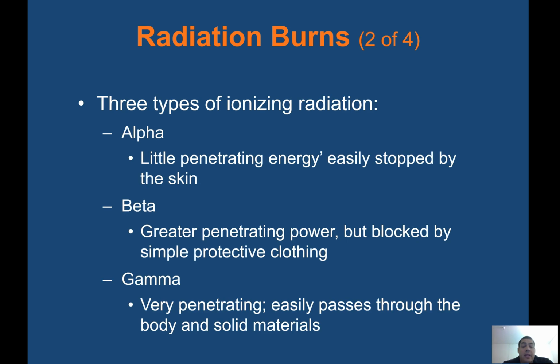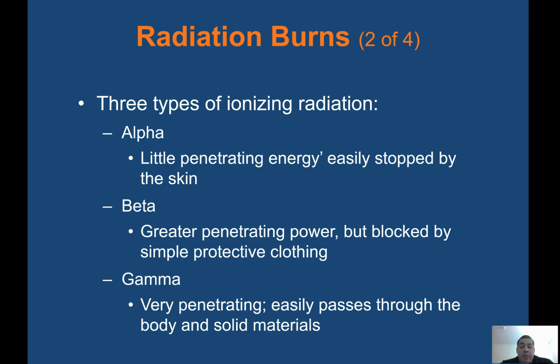There are 3 types of ionizing radiation. Alpha, little penetrating injury, easily stopped by the skin or even clothing. Beta, greater penetrating power but blocked by simple protective clothing. Gamma, very penetrating, easily passes through the body and solid materials.